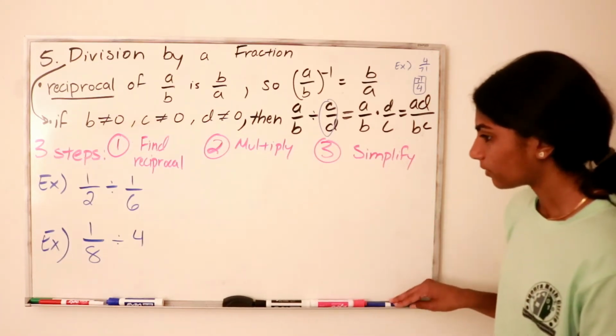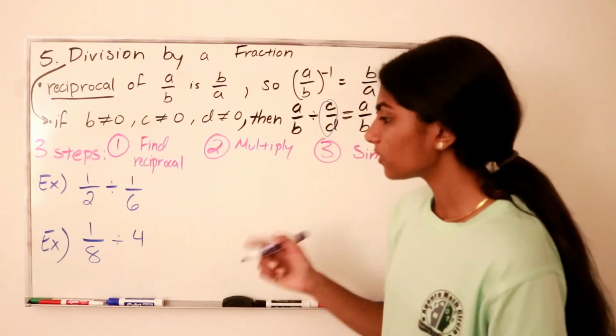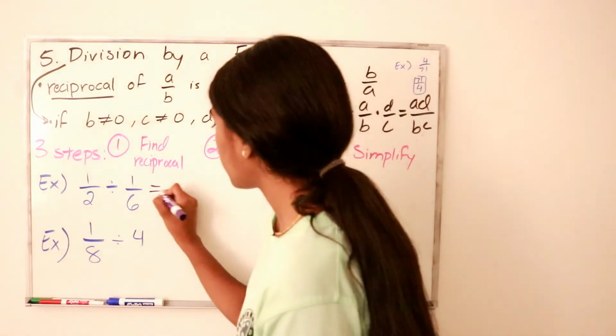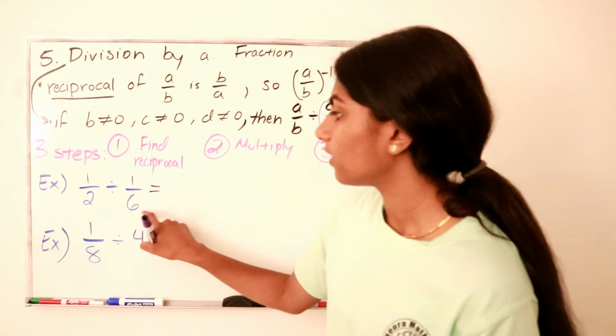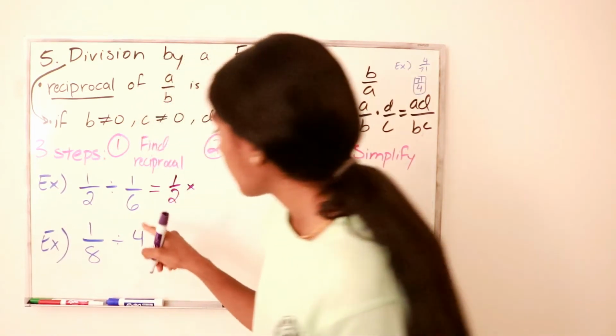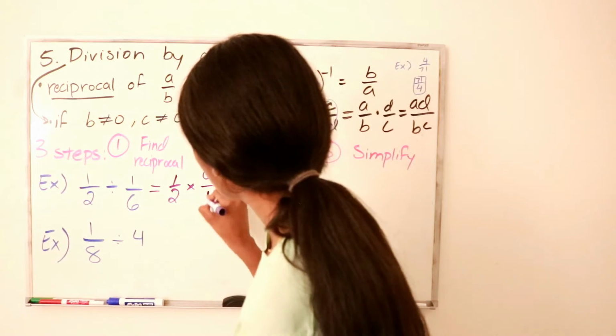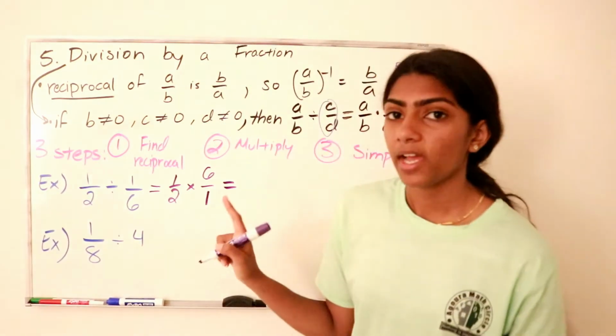So let's look at some examples. We have 1/2 divided by 1/6. So the first thing we're going to do is find the reciprocal. And that's always going to be the second, or the divisor. So let's do 1/2 times, and what's the reciprocal? We just switch it, so that's 6 over 1. And now we're just going to multiply how we just learned.